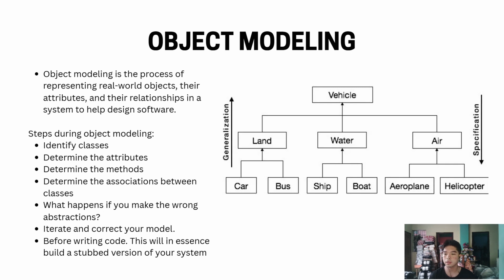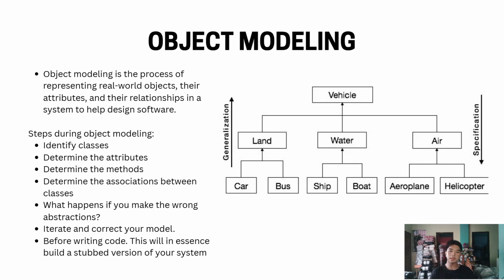So, for example, what we can see here, its class name is vehicle, and we have its attributes, like the land, the water, and the air. So it is a generalization, but in its specific, we have its specifications. Like for example, in land, we can use car or bus, and in water we can use ship or boat, and also in the air we can use airplane or helicopter.